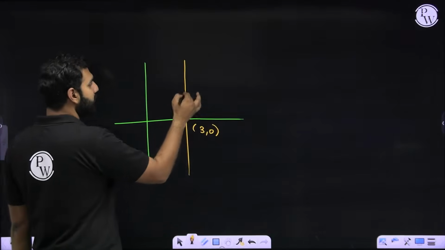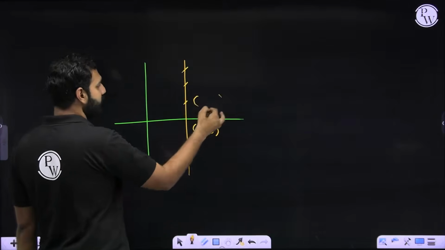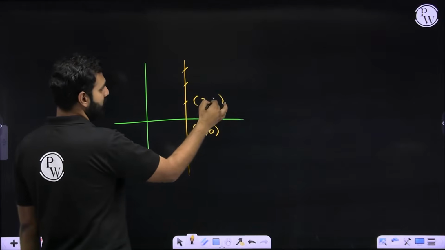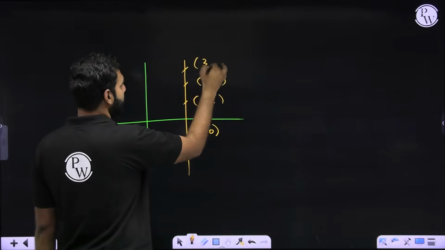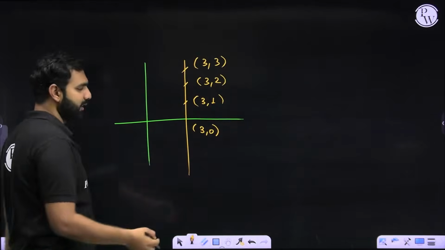Now you must understand that all the points which will lie on this line will have the same coordinate. For example, 3, 1. For example, 3, 2. For example, 3, 3. So all these points will have the same x coordinate.